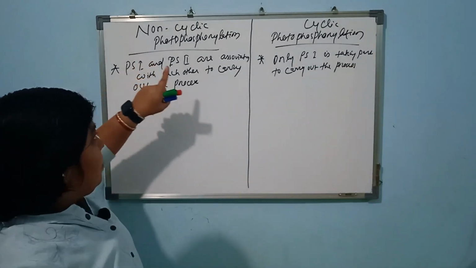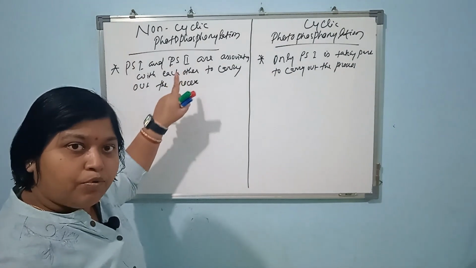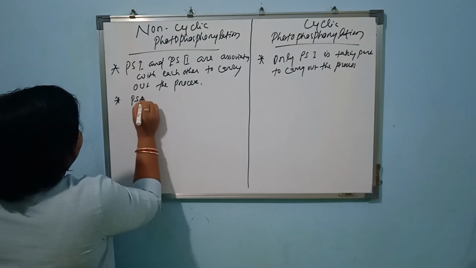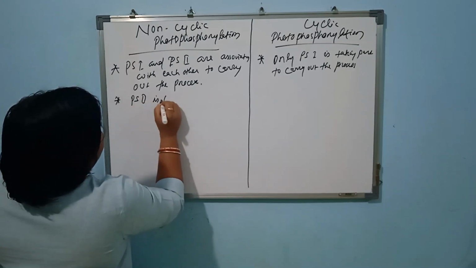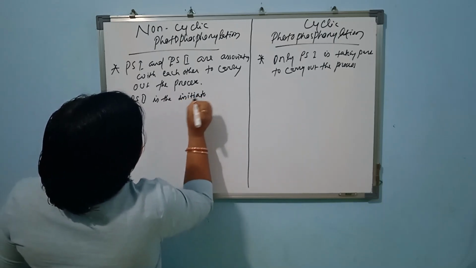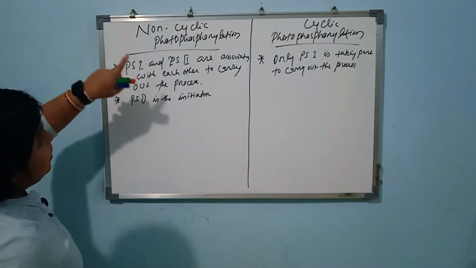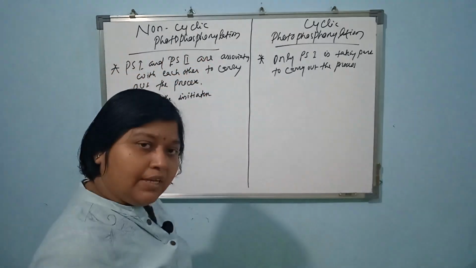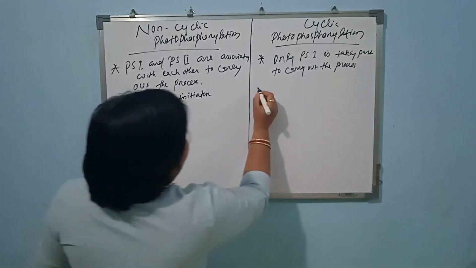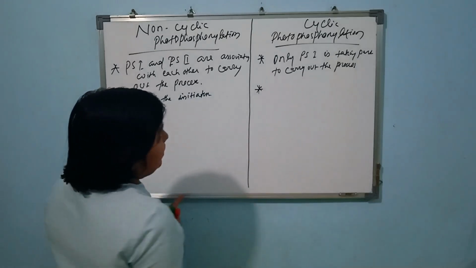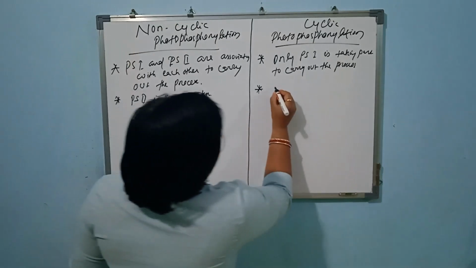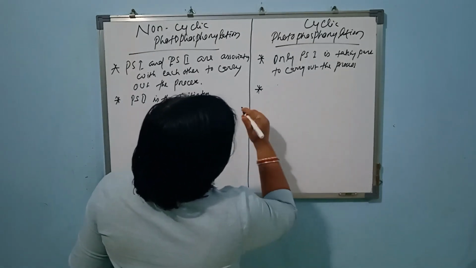As both systems are taking part in the non-cyclic process, pigment system 2 is the initiator for non-cyclic photophosphorylation, or you can say the process will start from pigment system 2. As only pigment system 1 is taking part in the cyclic photophosphorylation process, here the process will start from pigment system 1.